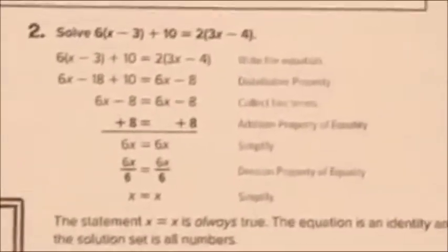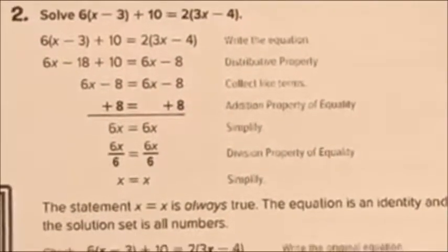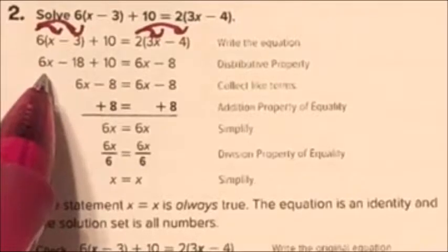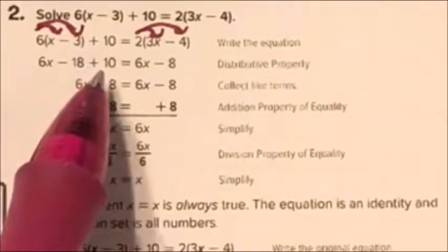Okay. Number 2. Number 2 says solve 6 times the quantity x minus 3, plus 10, equals 2 times the quantity 3x minus 4. Again, I use the distributive property. 6 to the x, 6 to the 3, 2 to the 3x, and 2 to the 4. Okay? 6 times x gives me 6x. 6 times negative 3 gives me negative 18. Plus 10 equals 2 times 3x gives me 6x. And 2 times negative 4 gives me negative 8.